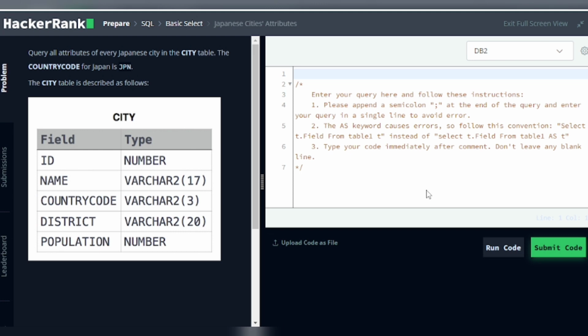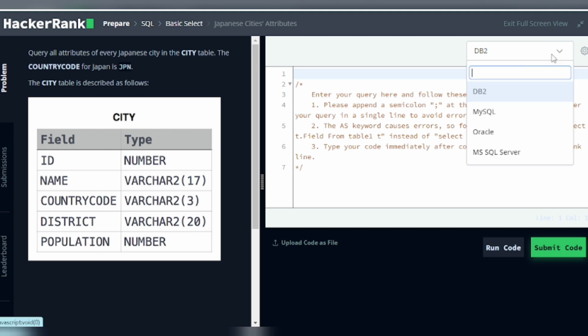The question is: query all attributes of every Japanese city in the CITY table. The country code for Japan is JPN. So let's start and solve it.